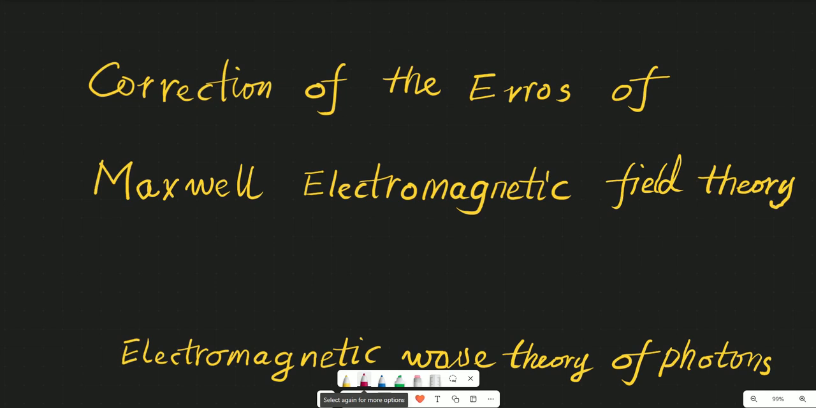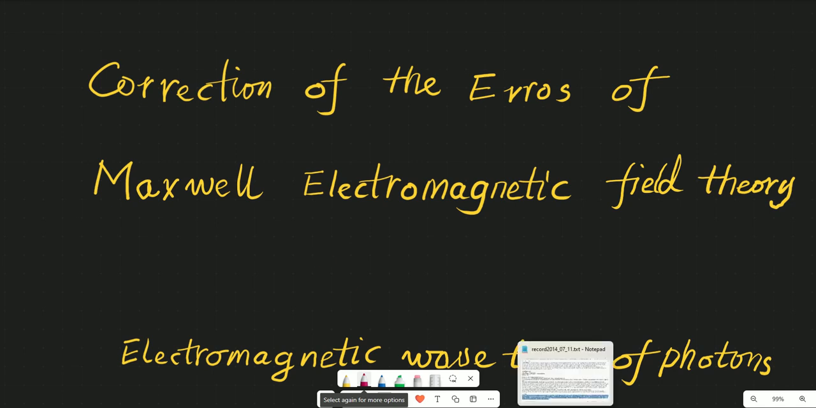Today, our talk is the correction of the errors of Maxwell electromagnetic field theory. This means Maxwell electromagnetic field theory has errors. We need to correct that.